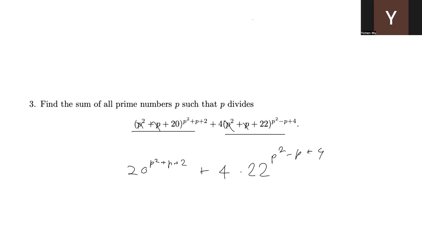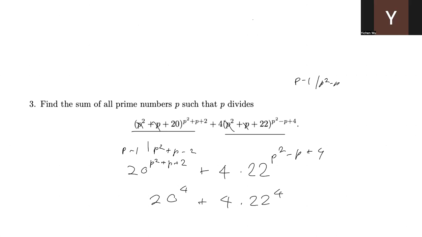From here on, we can use FLT to simplify this even further. After we use FLT here, this is going to be 20 to the fourth power, because p squared plus p minus 2, and this is going to be 4 times 22 to the, I believe also fourth power, because p minus 1 is division by p. After you do this, you can try to factor this.